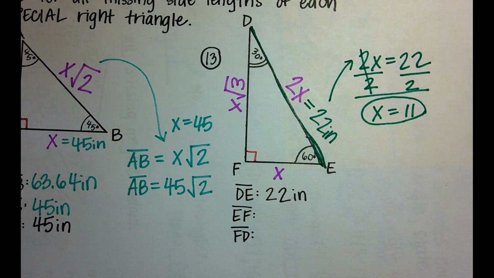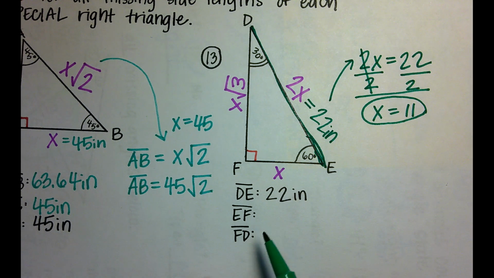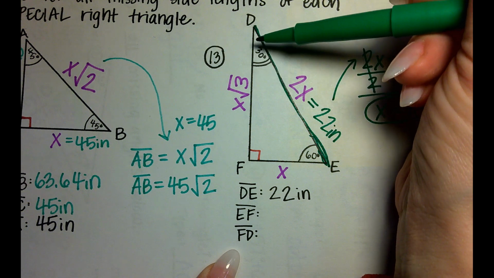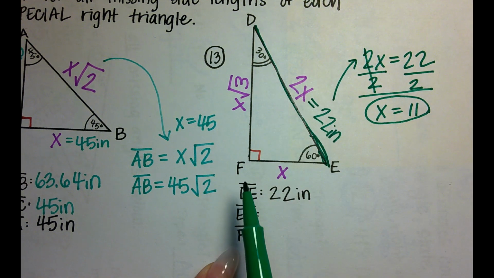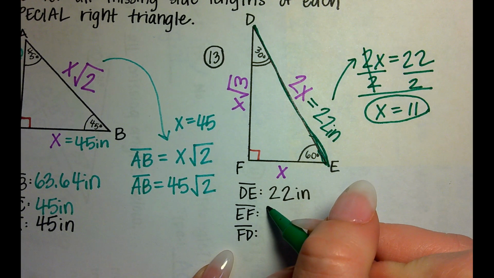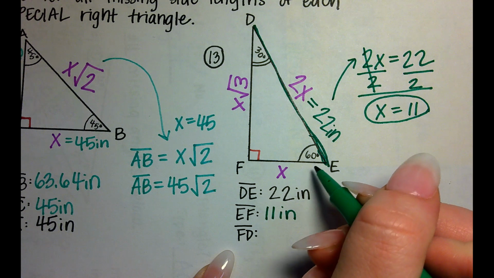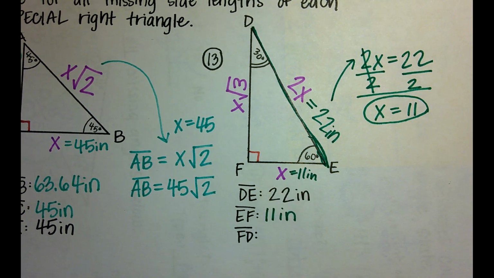What would be the easiest side to do next? Well, we already have x. We do have x, don't we? We have FD, so FD is x radical 3. So we don't have that one yet. EF is 11 inches. EF is just x, so EF will be 11 inches. Good. So we've got that.